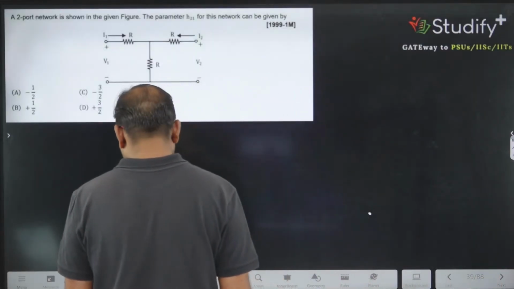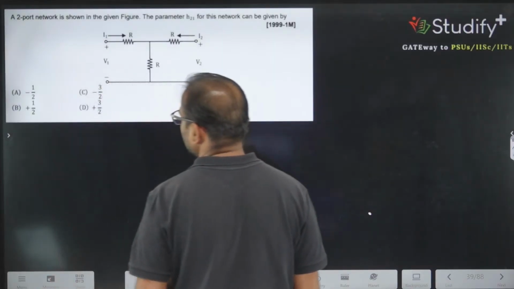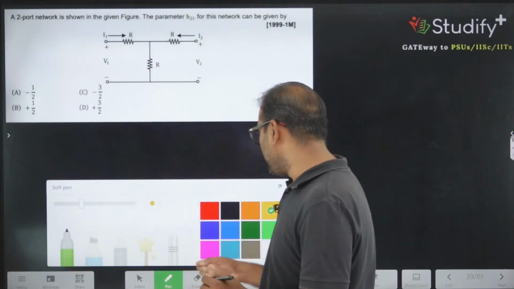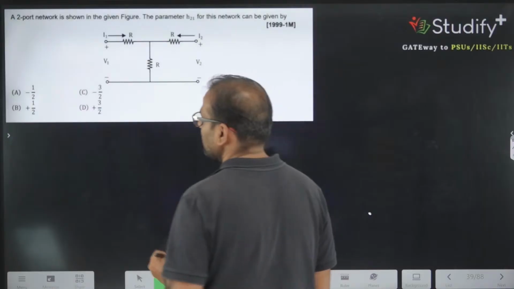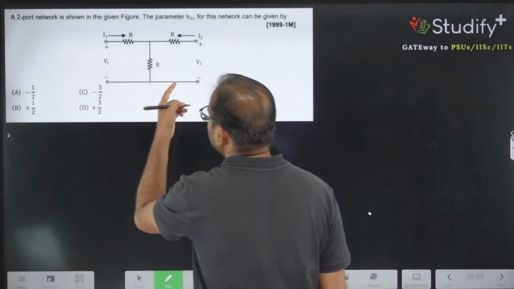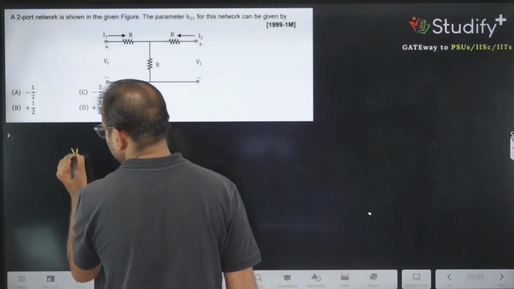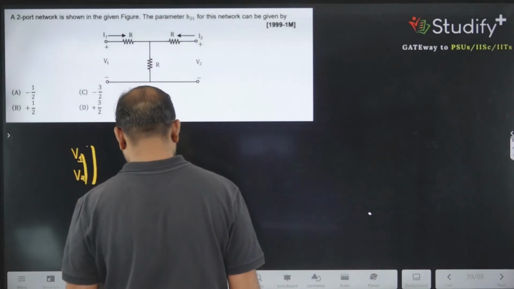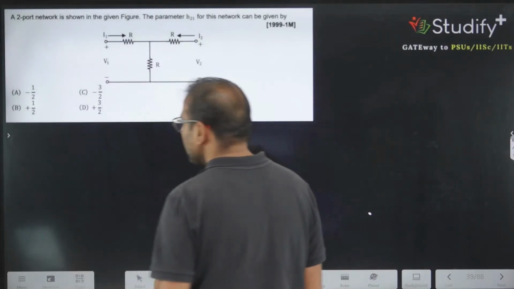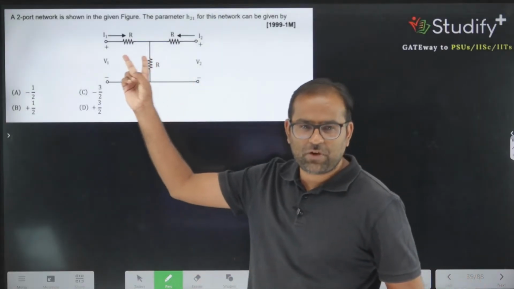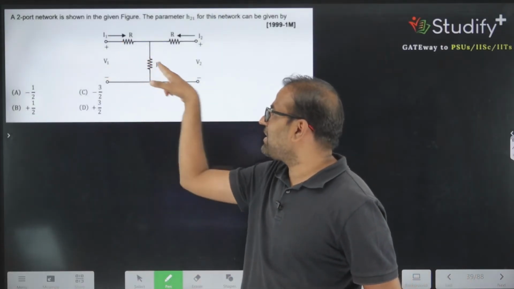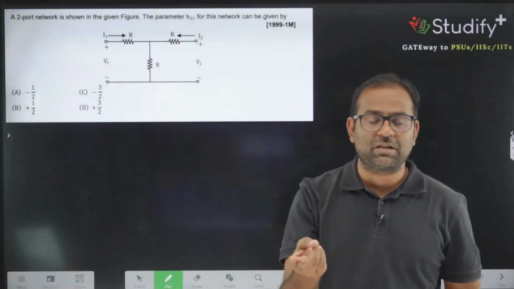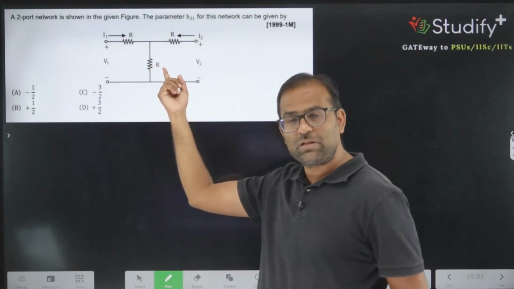You can calculate it directly also, there is no problem, but I will use this. If you want to write the Z parameter for this, it is very simple, because this is the star formation. What is the Z parameter? Z11 is equivalent to 2R, Z22 is equivalent to 2R, and this is a resistive network. A resistive network is always symmetrical, so Z12 and Z21 are equivalent to R.